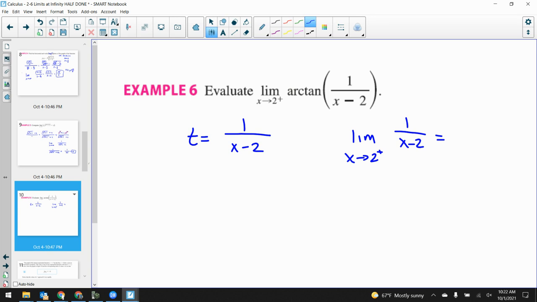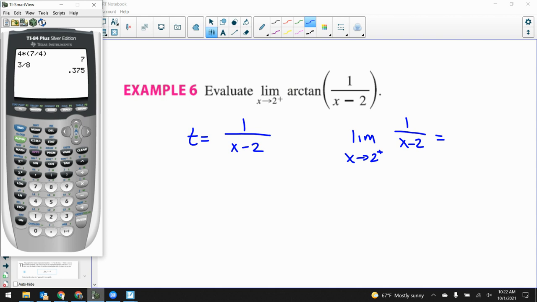Can I do direct substitution? No. Can I do any manipulation of that? Not really. There's no factoring to do. So maybe it might be a good idea to look at it on my calculator.